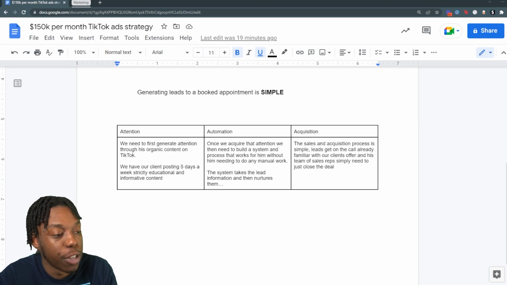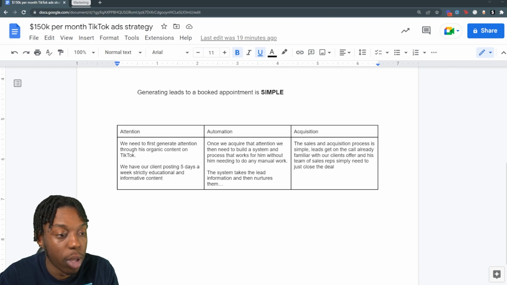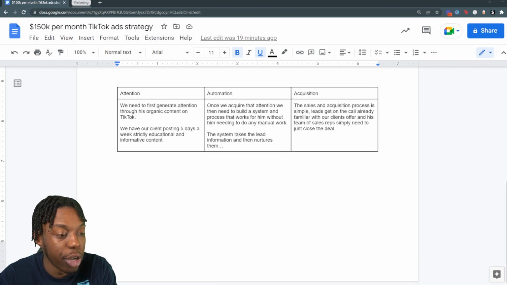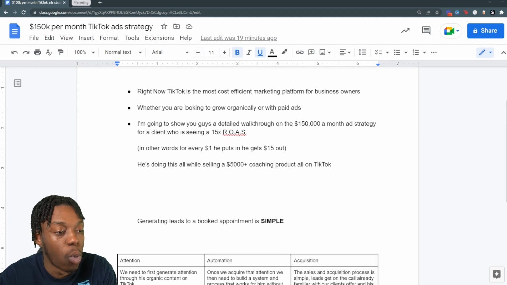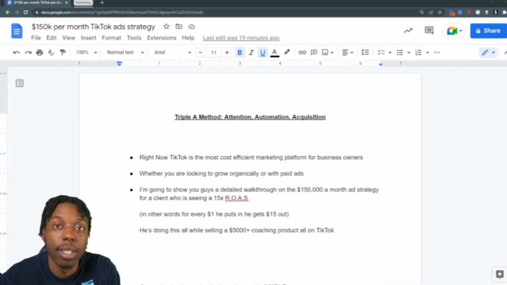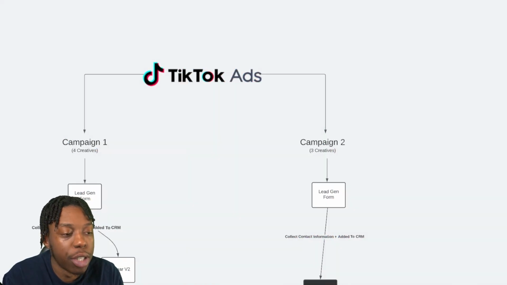And then from there, of course, is the acquisition process. The sales and acquisition process is simple. Leads get on the call already familiar with our client's offer, and his team of sales reps simply needs to close the deal. All right, so this is what it's broken down to. I'm going to share with you in just a moment the entire walkthrough so you can see what that actually looks like, including the average cost per lead, what the system looks like, and some of the creatives that we're running.